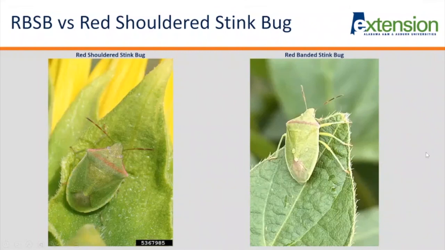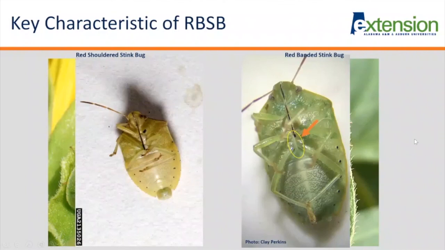They're not as big as the green or the southern green stink bug. But the way that we differentiate the two is the presence, again, of this spine right between the last 2 legs, sticking back up towards its face. On the red-shouldered stink bug, we do not have that spine. So if in doubt, check for that spine to make sure that you're dealing with the red-banded stink bug.